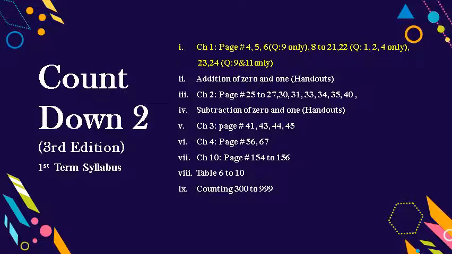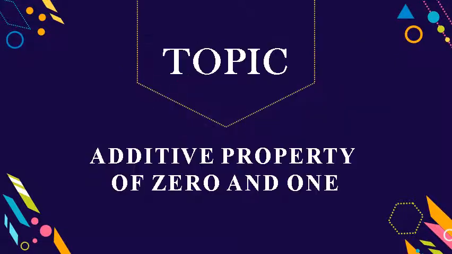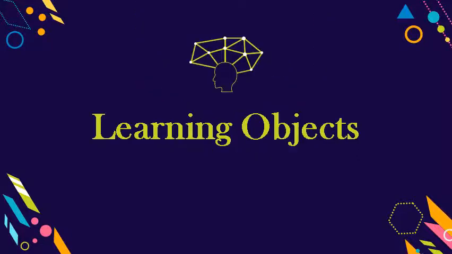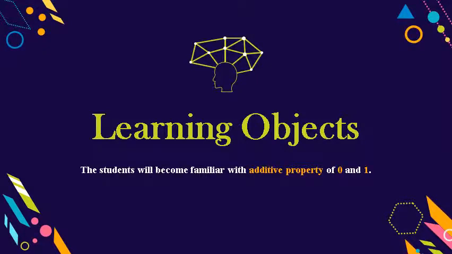You already have studied chapter 1 in your previous lectures. In this lecture, you will learn addition of 0 and 1. Our topic is additive property of 0 and 1. Learning objectives: at the end of this lecture, the students will become familiar with the additive property of 0 and 1. The students will be able to do mental math more rapidly.